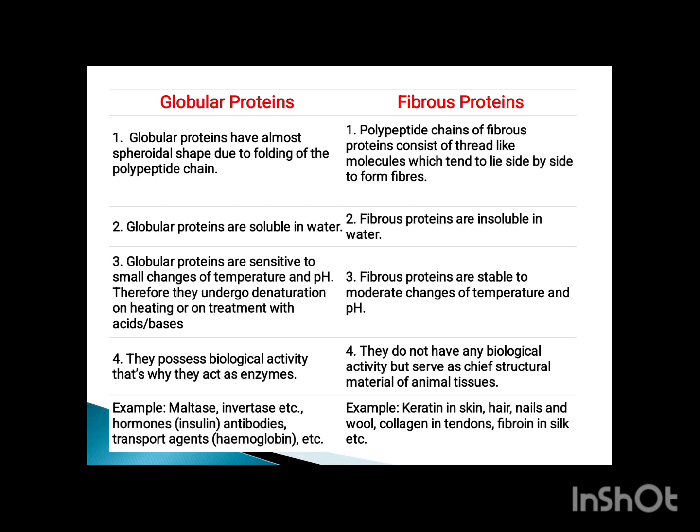Examples of globular proteins: maltase, invertase, hormones like insulin, antibodies, and transport agents, that is hemoglobin, etc. Examples of fibrous proteins: keratin in skin, hair, nails and wool, collagen in tendons, fibroin in silk, etc.